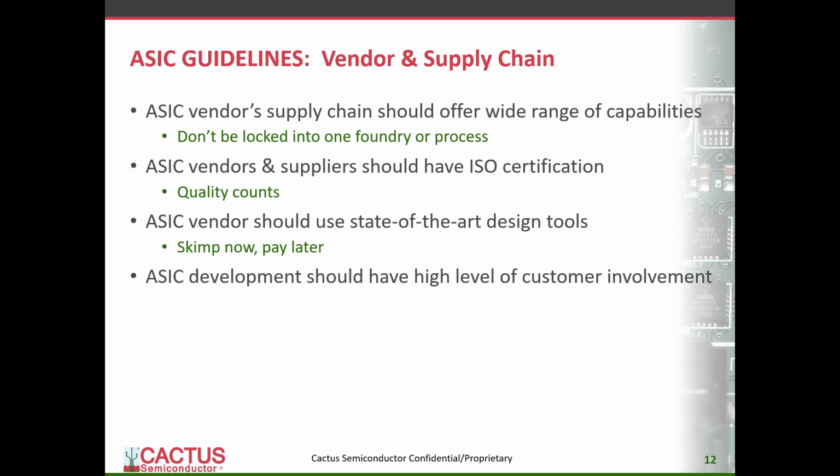So again, continuing with some of the guidelines, let's look at your vendor and supply chain. An ASIC vendor's supply chain should offer a wide range of capabilities. So in other words, you want your ASIC vendor to pick the best process, the best technology for your device. You don't want them to be locked into saying, we're only going to use this process, or we're only going to use this vendor, because then they're often making trade-offs. Similarly, with packaging and test, you want the ASIC vendors to be able to deliver a wide variety of packages so that you can have the package that best suits your needs.